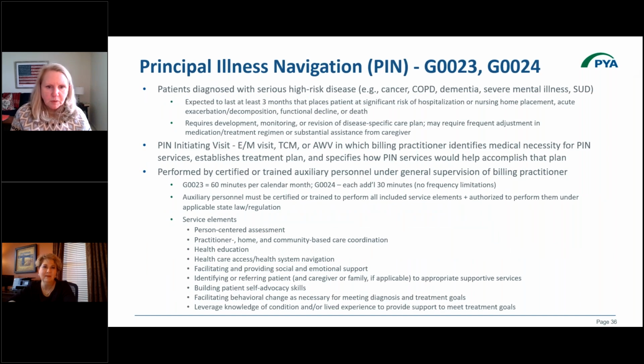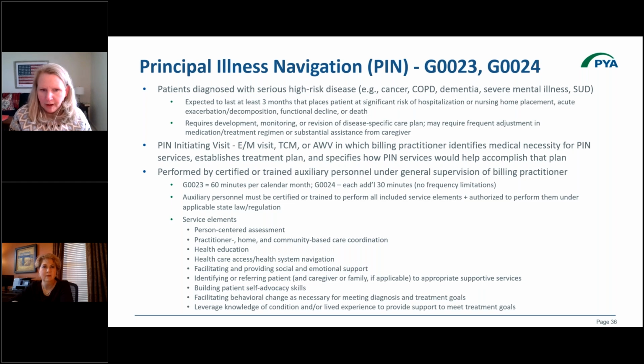The other added code is Principal Illness Navigation, or PIN. Very, very similar to CHI, except who qualifies. Rather than being based on an identified social determinant, this is an individual that's been diagnosed with a high-risk disease. The examples from the rule are cancer, COPD, dementia, severe mental illness, or SUD, and a determination by the billing practitioner that this is expected to last for a period of time. It creates a significant risk for the beneficiary, and it requires some engagement with a community health worker. And from there on, it becomes very, very similar to CHI.